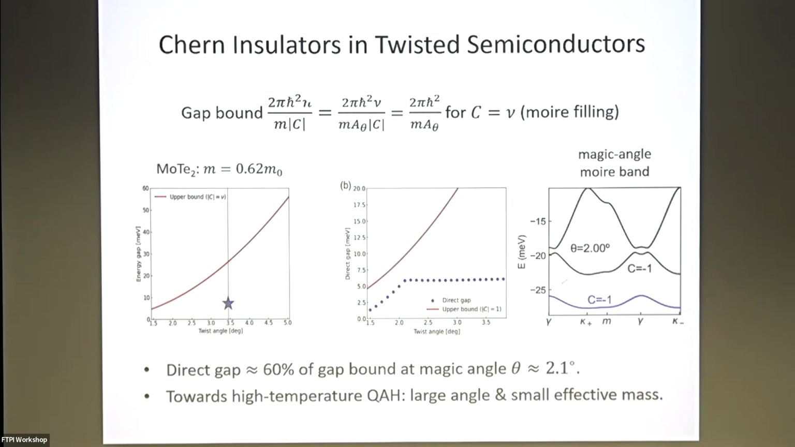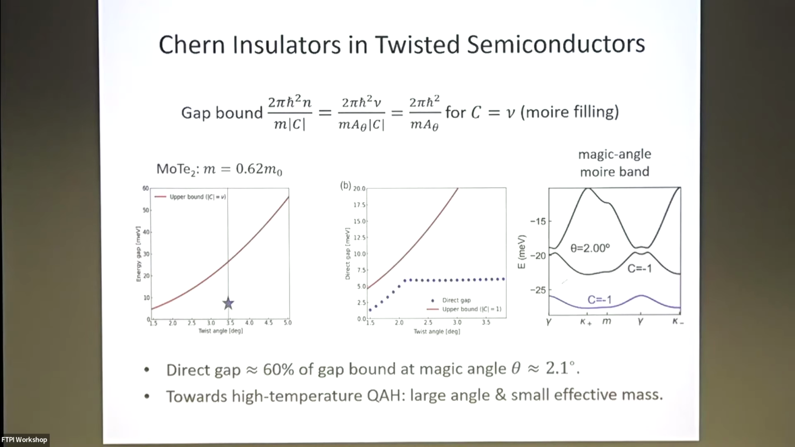So basically, the n is the Moiré filling factor divided by the Moiré unit cell area, and the Chern number is equal to the filling factor observed, and therefore this gap bound only depends on the Moiré unit cell area. So this red curve is just the plot of the Moiré gap bound as a function of twist angle.